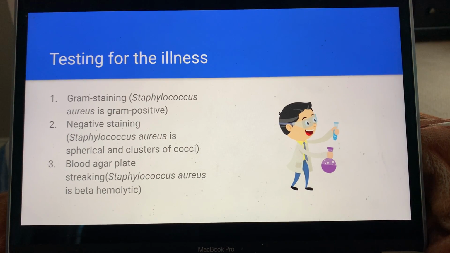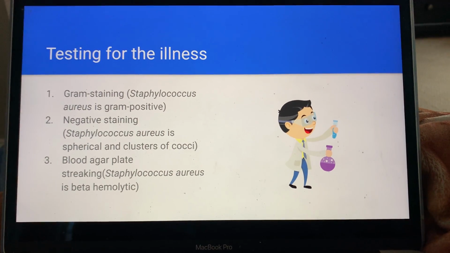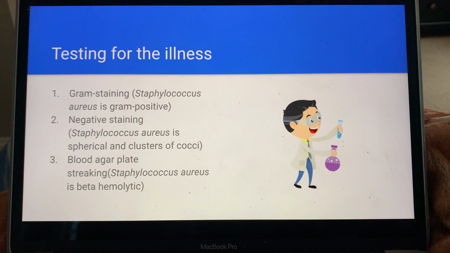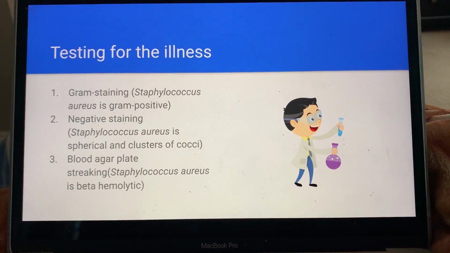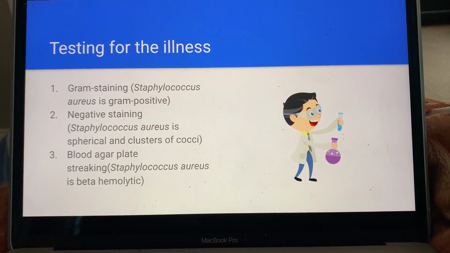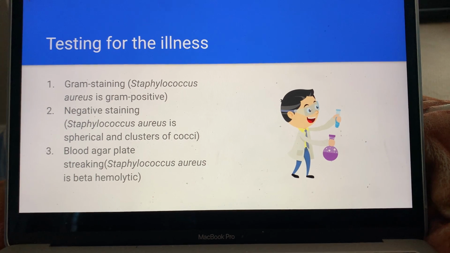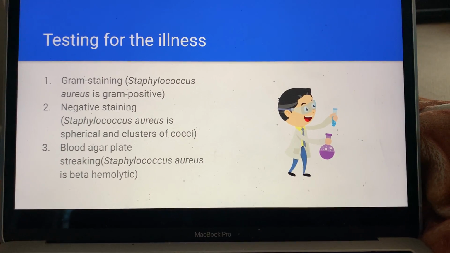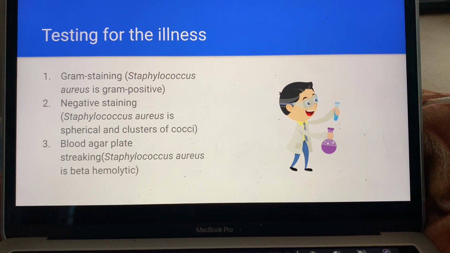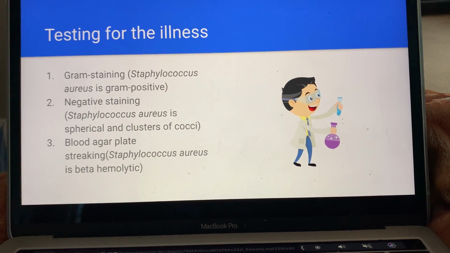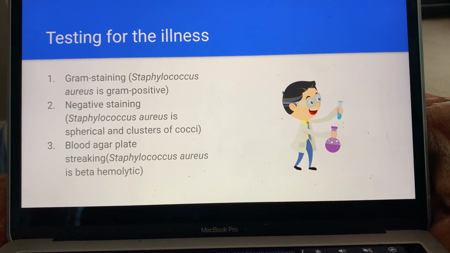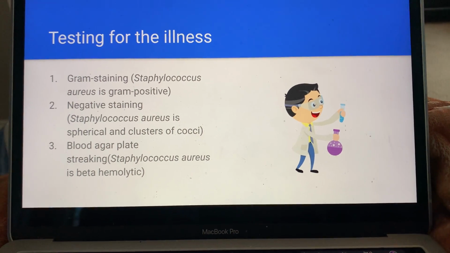When testing for the illness, there were 3 different tests I was interested in. First, I wanted to do gram staining, and one of the most common bacteria that causes cellulitis is Staphylococcus aureus, which I will talk about in a little bit. It's gram positive, which means it stains purple. So when I do this gram staining, I'll be able to see whether or not it is gram positive.